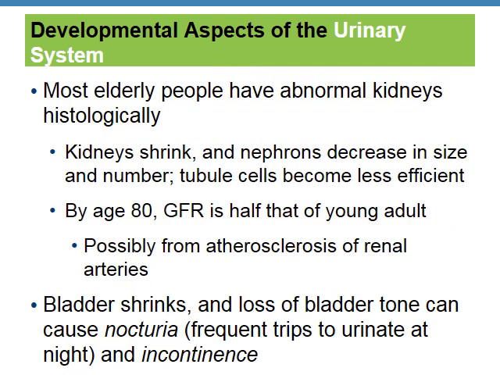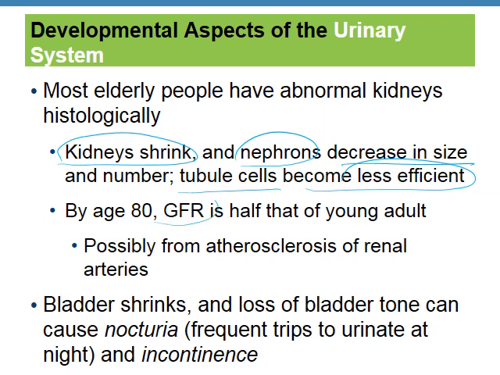And the fun part, what happens as we get older? The kidneys are going to shrink, the nephrons are going to decrease in size, the tubules become less efficient, so you're not able to do reabsorption and secretion as well. Your glomerular filtration rate is half. By the time you get to 80, it's half of what it was when you were a young adult. We could have plaque buildup in the renal arteries, and that could be part of the problem for this decreased glomerular filtration rate.